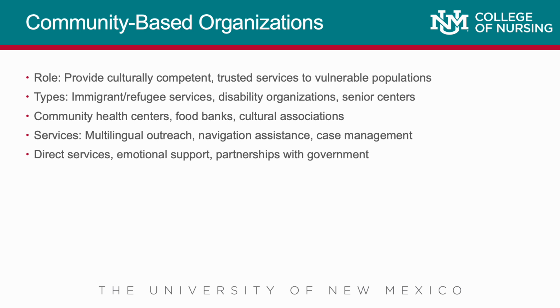They may include care for immigrant and refugee services, disability organizations, senior centers, community health centers, food banks, and cultural associations. The services usually are multilingual, they have navigation assistance, and they have case management. And some of the things they do are direct services, emotional support, and partnership with government.